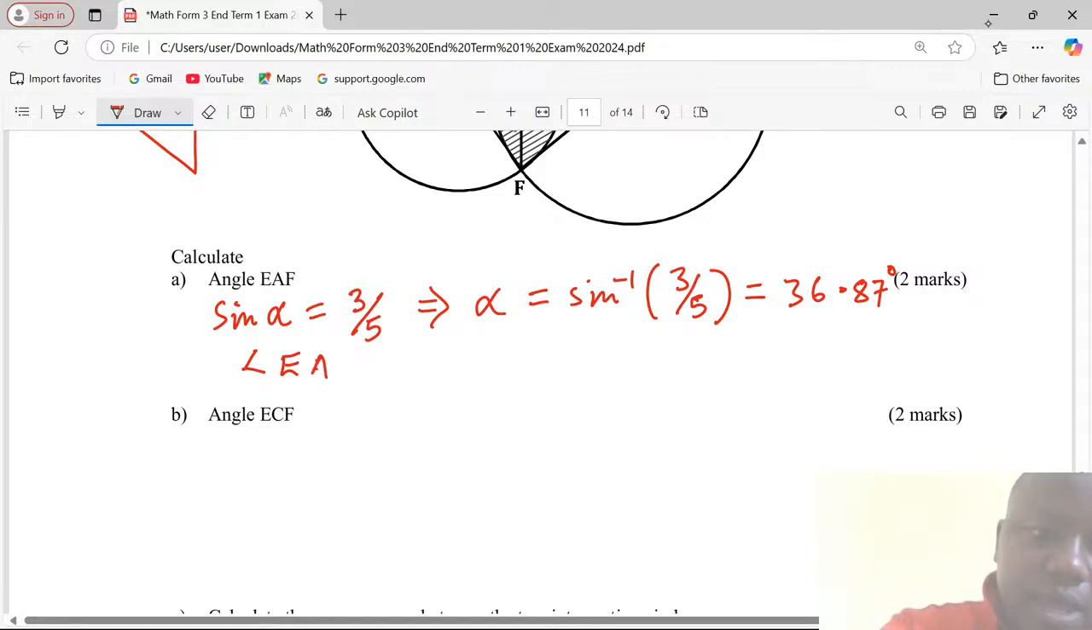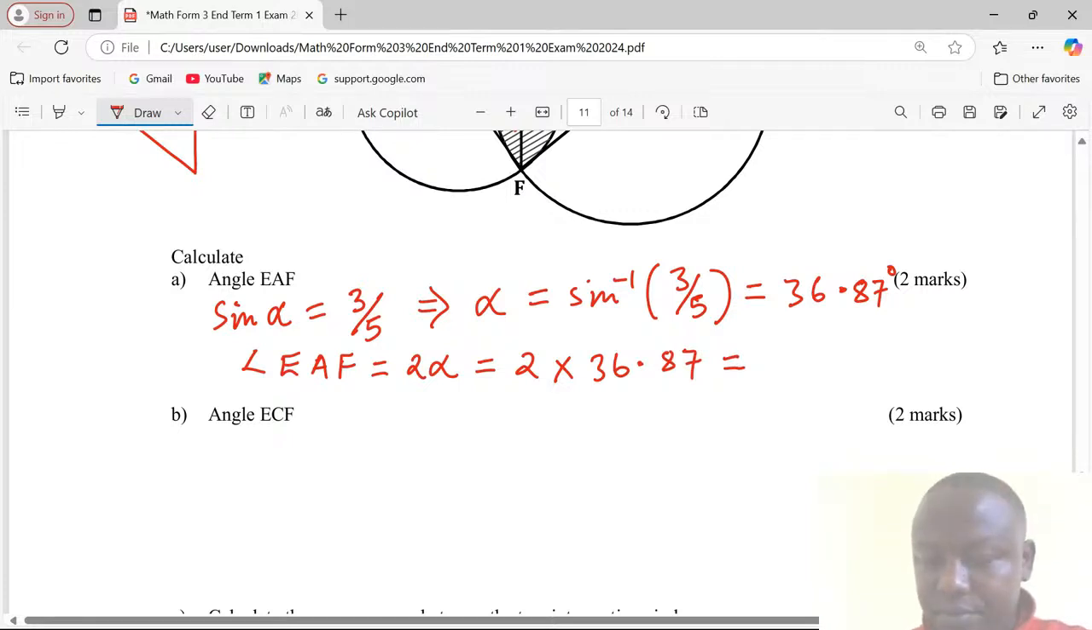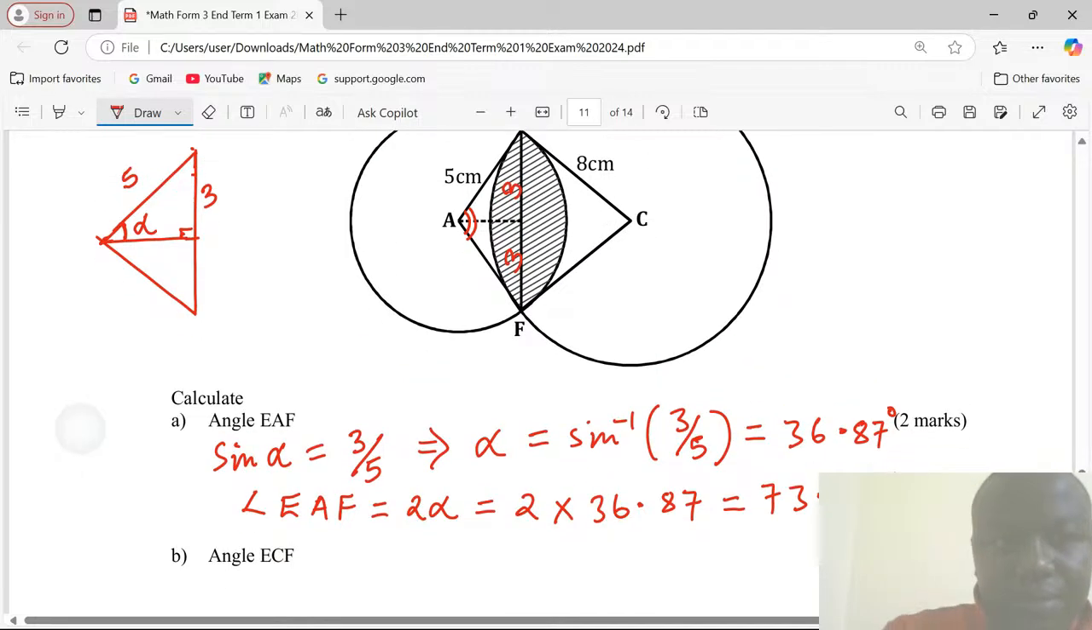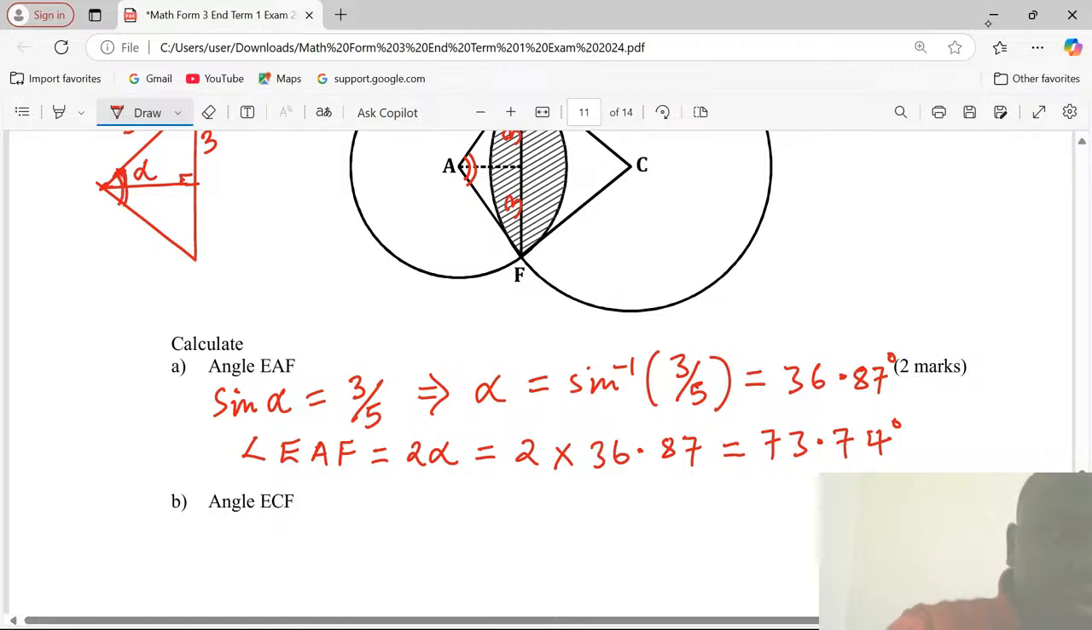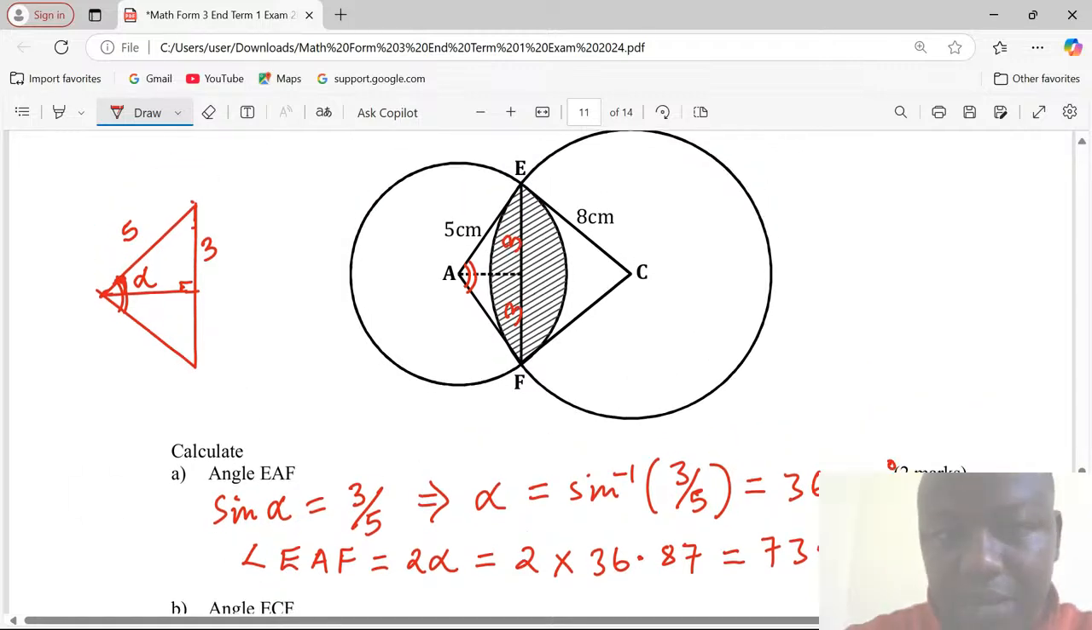What about the angle now, EAF? It will require twice alpha. 2 multiplied by 36.87 will be 73.74. So the whole angle at this point, we have to multiply by 2. So that is how we work it out.